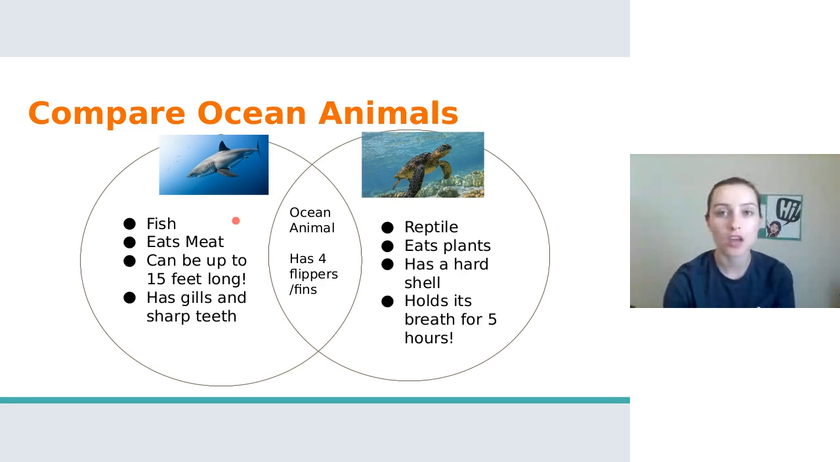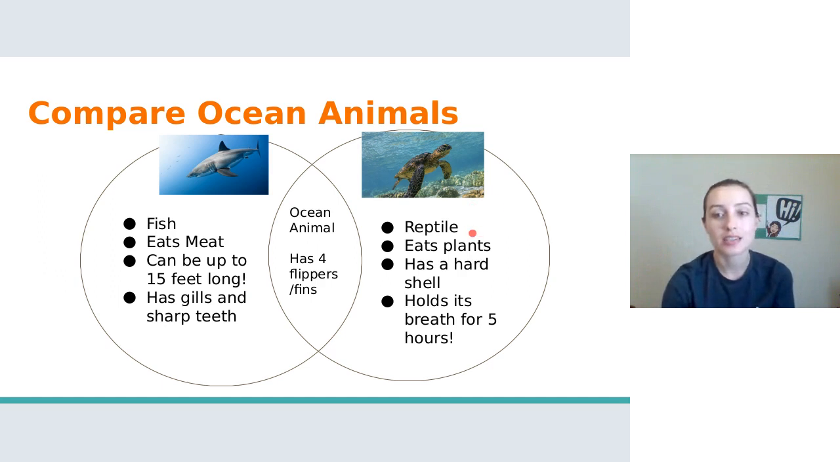So, talking about the shark, let's describe some of the things that we know about a shark. A shark is a fish. That's the group that it's in. What does a shark do? It eats meat. It eats different fish underwater. We also know that sharks can grow up to 15 feet long. They are really big. Sharks also have gills that help them breathe underwater, and they have really sharp teeth.